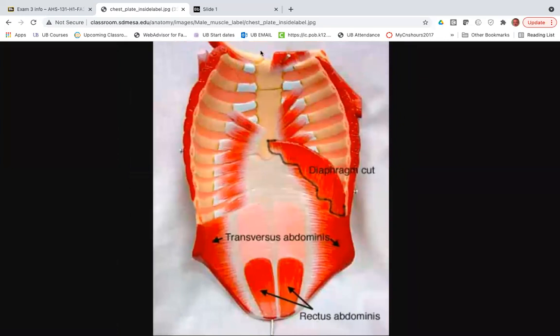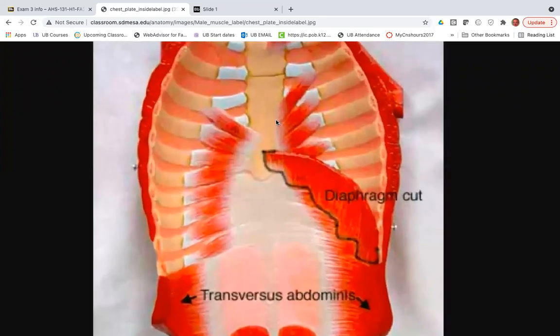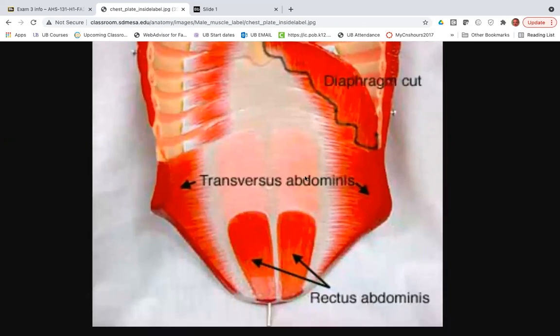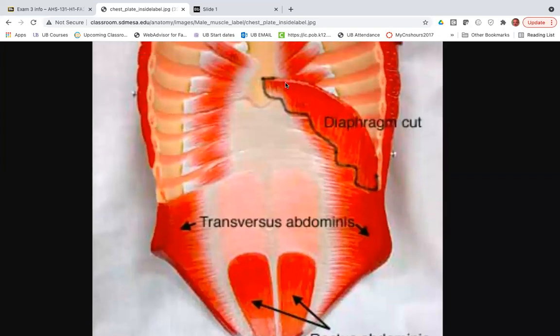Now, if we were to take the chest plate, dissect it off, now we're looking at it on the inside. Here's the transverse abdominis, right? Transverse abdominis runs transversely. And on the inner part, we could see the lower portion of the rectus abdominis. Again, those fibers are more linear. Rectus means linear, up and down. Here's the diaphragm that's cut.